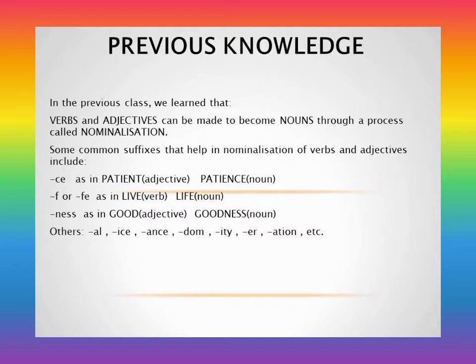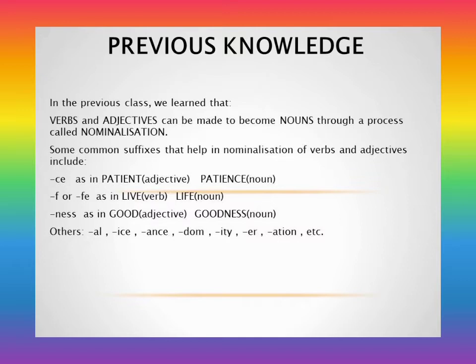In fact, if I have a word patient, an adjective, I could make it become a noun by simply changing the T to CE, and I have patience, which is a noun. Then if I have good, an adjective, I can also add NESS, a suffix, and I have goodness, which has made it a noun. Other suffixes we mentioned were ICE, DOM, ITY, ASIAN, and so on and so forth. So that was for converting verbs and adjectives to nouns.